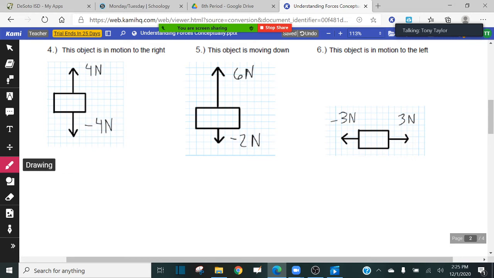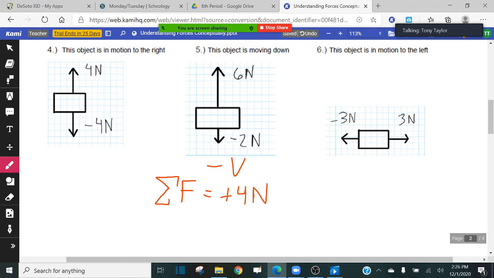So number 5 says we have an object that is moving down. Okay, so we know it's moving down, and here are the forces acting on it, or the magnitude of the forces acting on it. So if it's moving downward, guys, that immediately tells you the object's moving in the negative direction. There's a negative velocity. Now, figure out the sum of the forces. Okay, so the sum of the forces here, if I have a positive 6 and a negative 2, combined, that gives me positive 4 newtons.